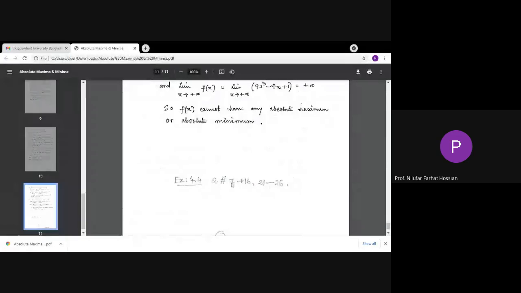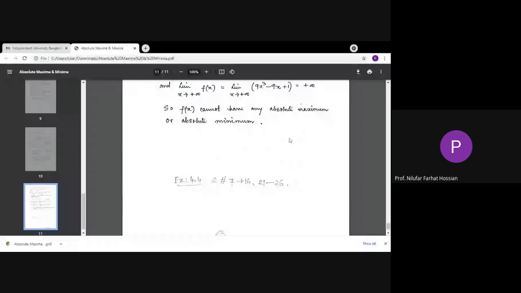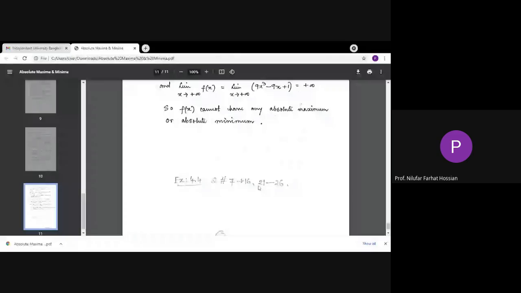I think this was the last math problem here, and for practice, I have done a lot of problems from this exercise. Still, some problems may remain, so please try them by yourself. This is your task. You have to do all of it yourself. It is exercise 4.4, and you have to try these problems: question number 7 up to 16, and then question number 21 up to 26 for this absolute maximum and minimum.